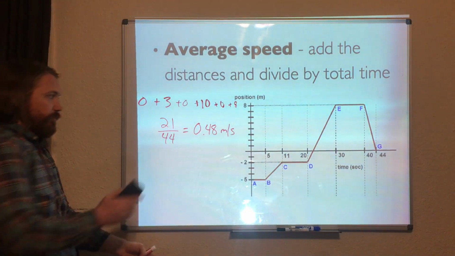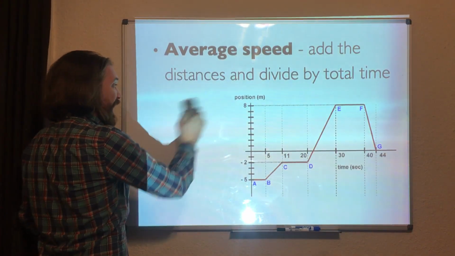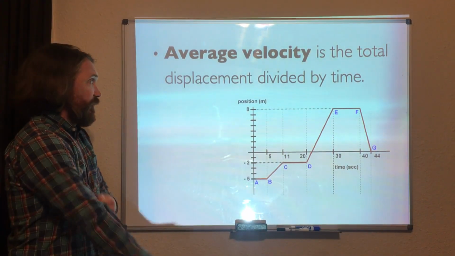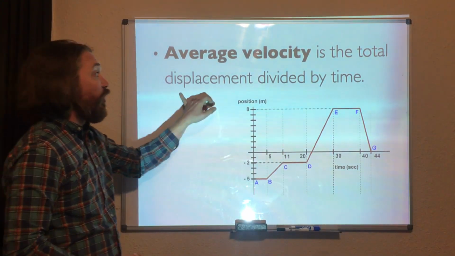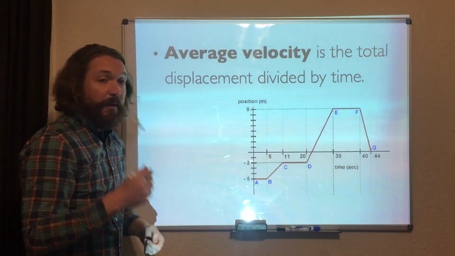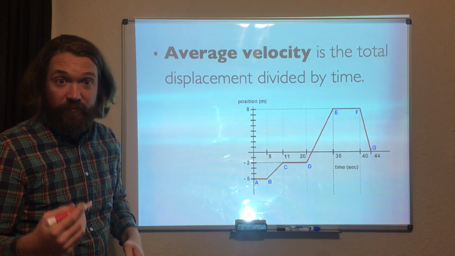Right. Whereas average velocity is different. Average velocity is the total displacement divided by time. This is even easier. Remember, my displacement is how far I am from where I started.